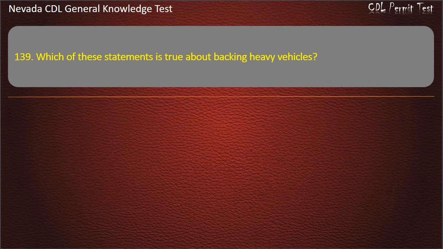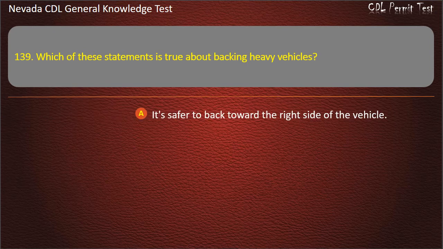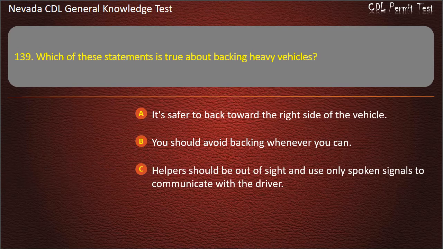Question 139. Which of these statements is true about backing heavy vehicles? It's safer to back toward the right side of the vehicle. You should avoid backing whenever you can. Helpers should be out of sight and use only spoken signals to communicate with the driver. Answer. You should avoid backing whenever you can.